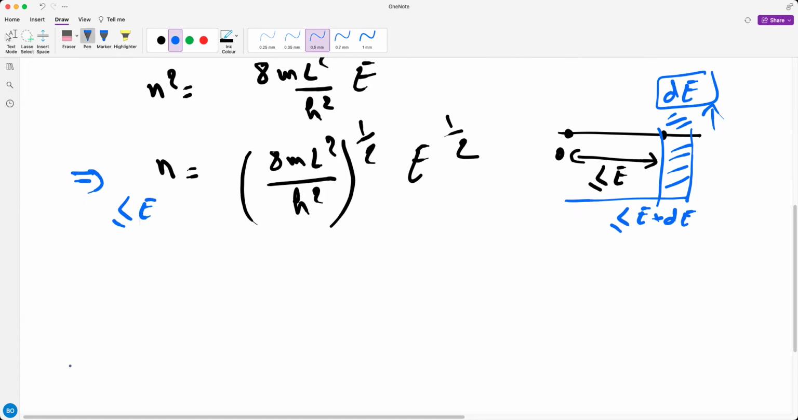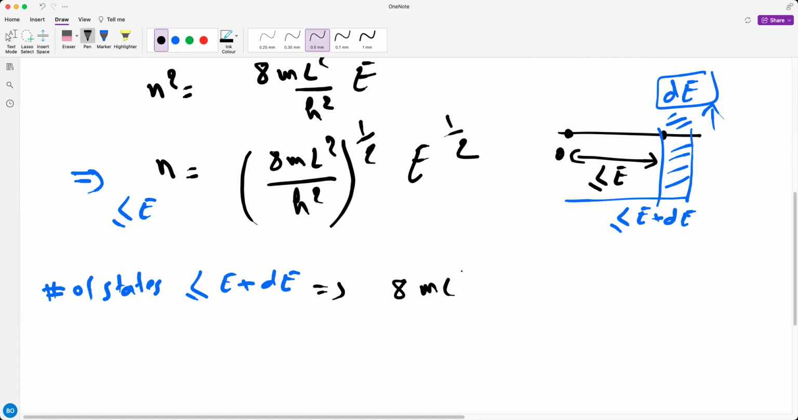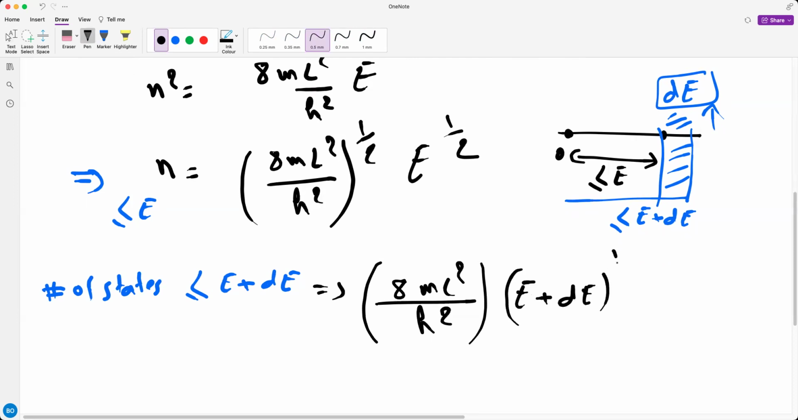So this is the number of states that have an energy less or equal than E. Now, what is the number of states that have an energy less or equal than E plus dE? We use the same thing here. So this is 8 m L squared over h squared times (E plus dE) to the power of 1/2.